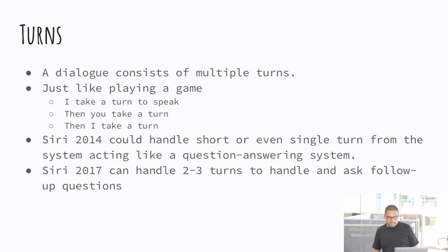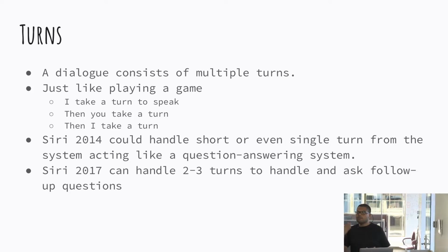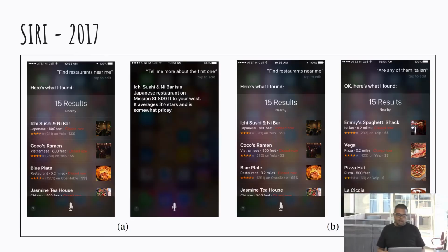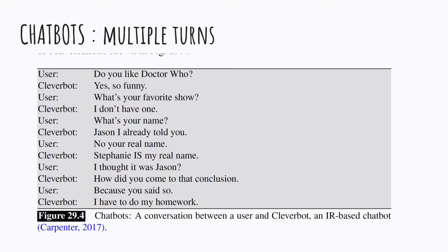A turn in a dialogue essentially consists of, it's like playing a game. A conversation consists of you say something and I say something. Siri in 2017 can do about 2 turns, which is you can ask it a question and then ask a follow-up question. Chatbots, though, require you to have multiple turns. So this is mimicking a natural conversation.